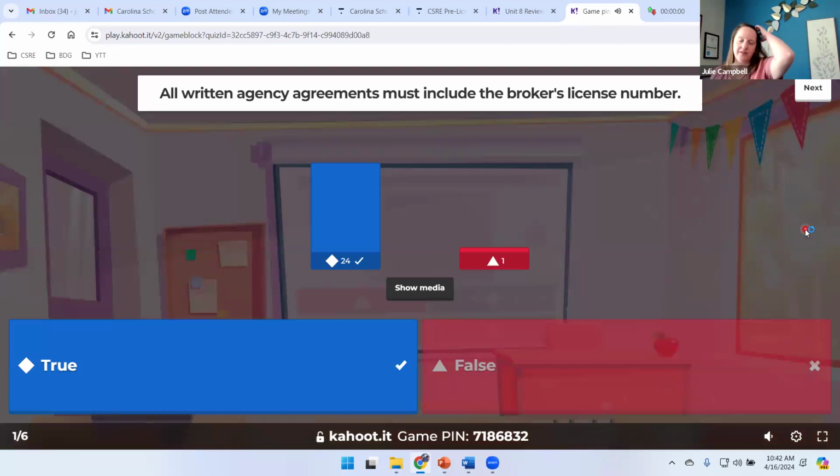This one is true. What are our 4 musts of any written agency agreement? It's got to be signed by all parties, has to include the broker's license number, has to have a definite end date, and it's got to contain our non-discrimination clause. Those are the 4 musts of all written agency agreements. Because the broker is the one signing on behalf of the firm, one must is that we have the broker's license number. Questions on this one?